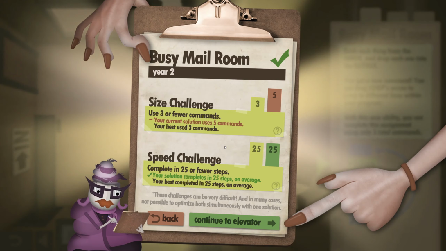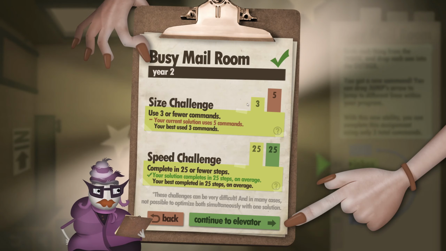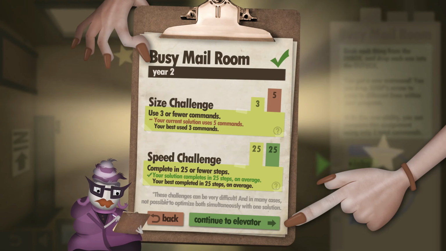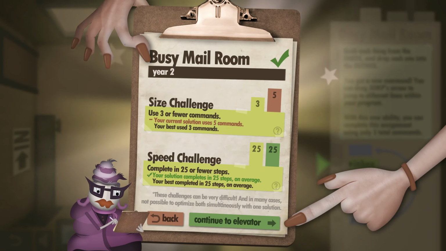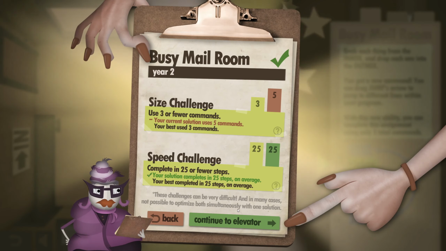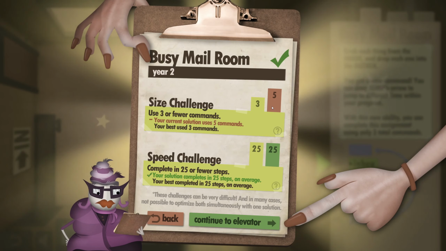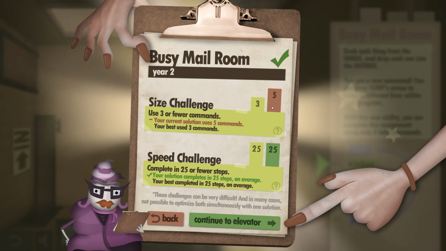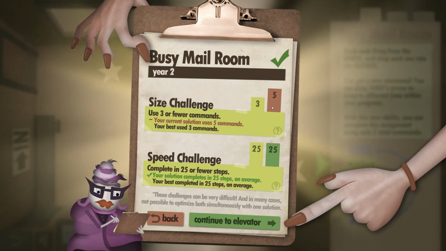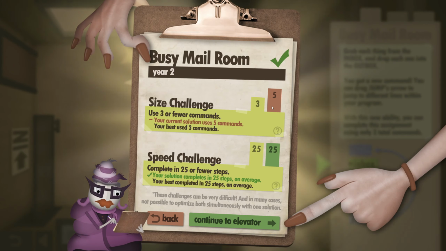Kinda. We have completed the speed challenge, but now we are using 5 commands instead of 3. And if you look at this sneaky gray text, it reads, "These challenges can be very difficult, and in many cases not possible to optimize both simultaneously with one solution. For some levels, these two can be optimized together, but for some others, they should be done separately." And as you saw, mine has 2 green dots now, and until doing this, I didn't know that I could do both separately and still get to keep the first one.